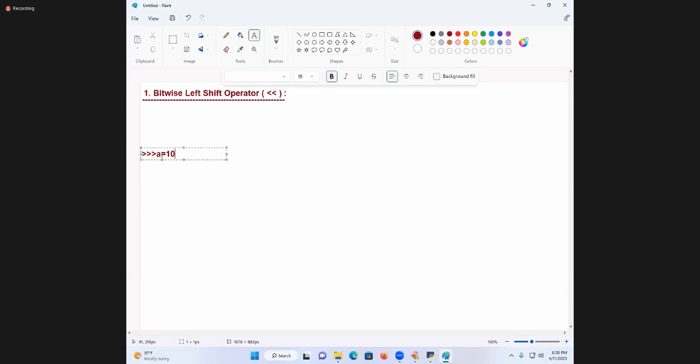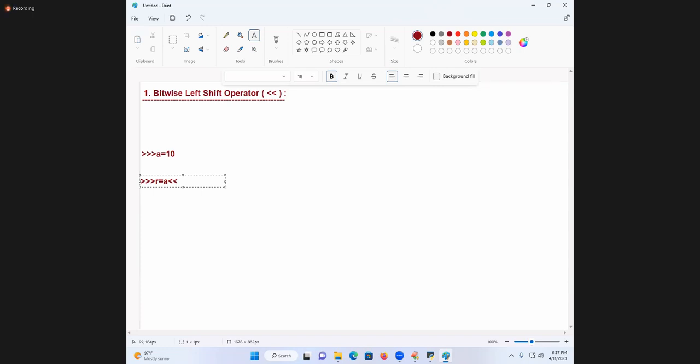What is this? A is equal to 10 is a given number. The moment the given number is taken and you apply the bitwise operator, the given number is converted into what format? Binary format. Result is equal to A, left shift operator.